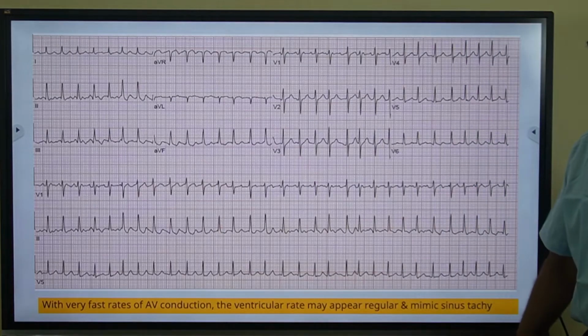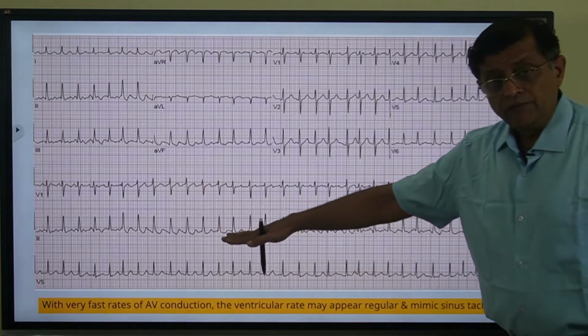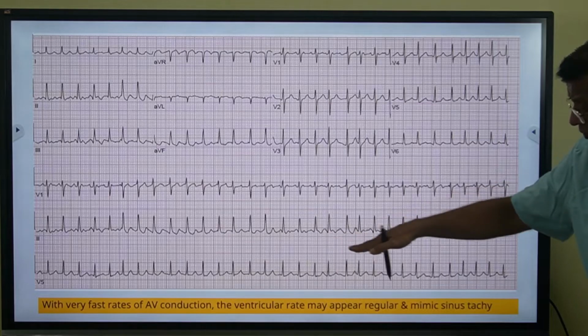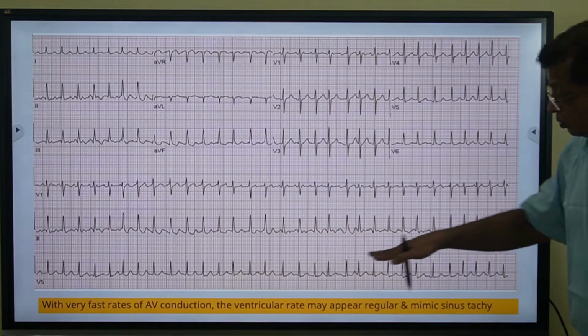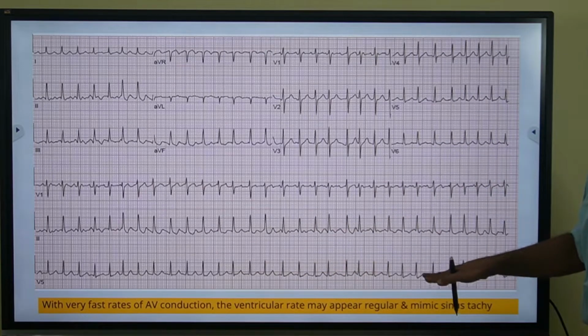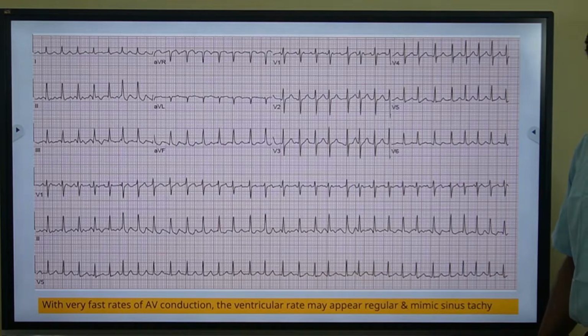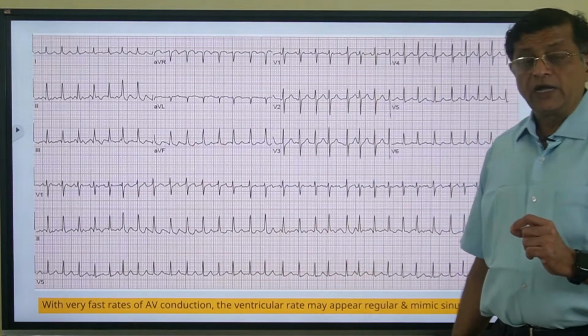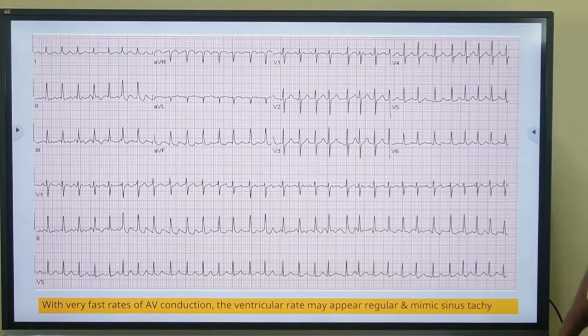So, what will you say? The rate is 160, 170. So, if it is on the monitor, you may not notice that the RR interval is changing. In that case, you could give adenosine and reduce the rate, and now the AF will be evident.